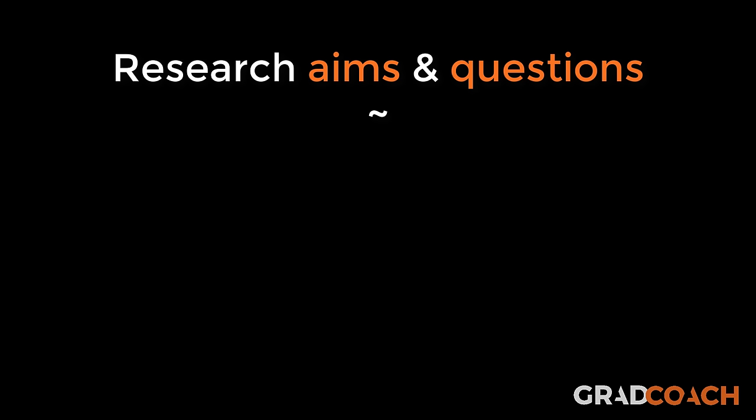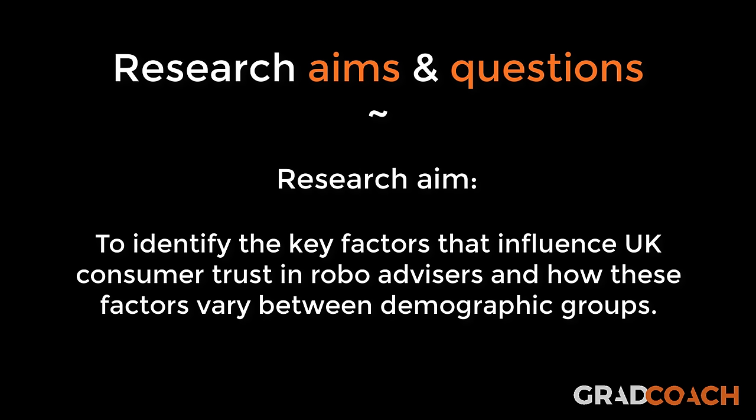Right, once you've narrowed down that topic and you've got that down into your introduction section, the next logical thing that you need to include there is your research aims and your research questions. So let's take a look at what an example of that might look like. Following from the previous example we had about consumer trust, a research aim might look something like this. Your research aim might be to identify the key factors that influence UK consumers' trust in robo-advisors and how these factors vary between demographic groups. So it's just a clear line indicating what your research aims are.